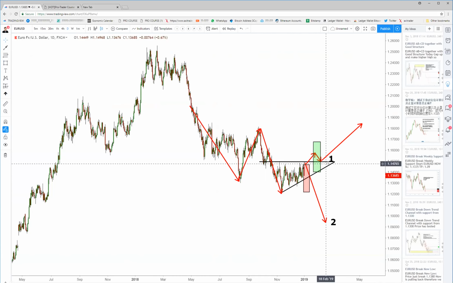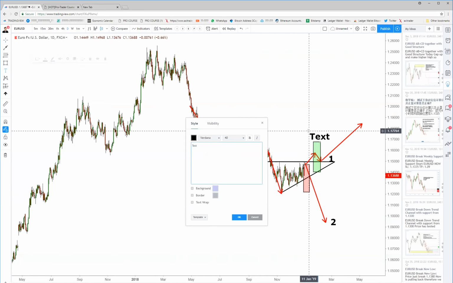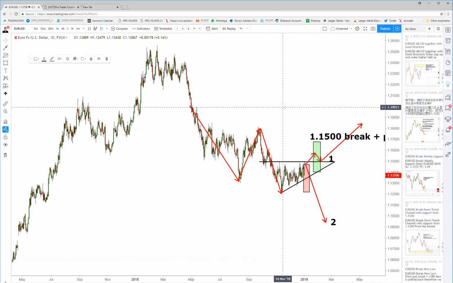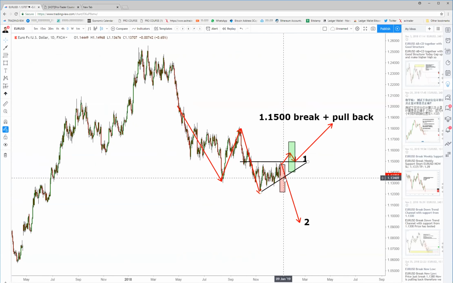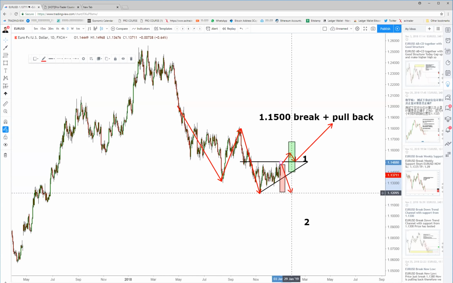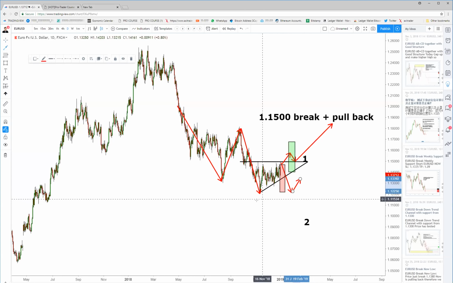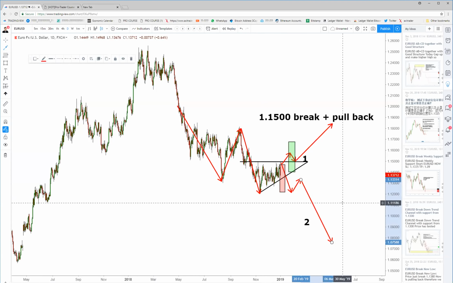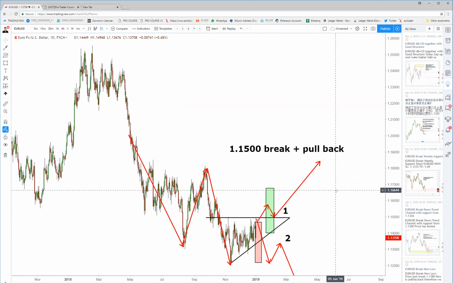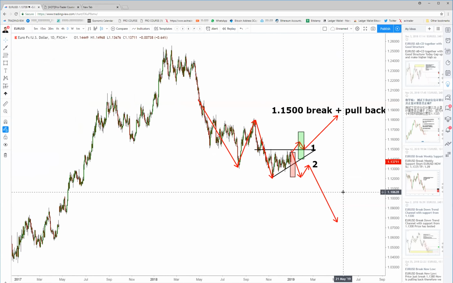A big green candle breaks 1.15, or a red bearish candle breaks the trend line, breaks the triangle and pulls back. Something like this, because it will first test 1.12, then it may have a pullback and go down again. All right, so these are the 2 plans.